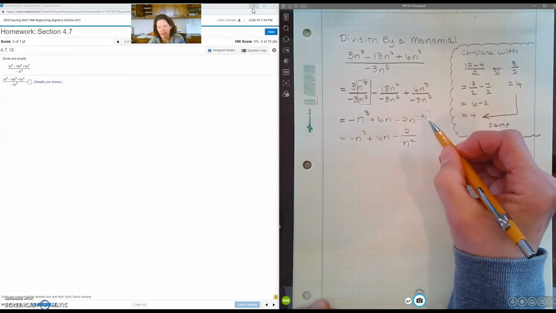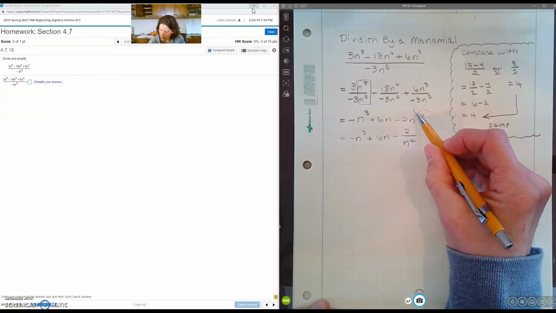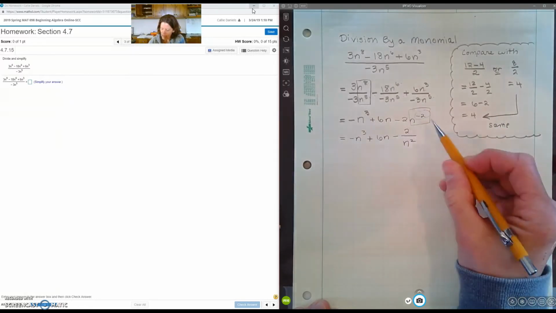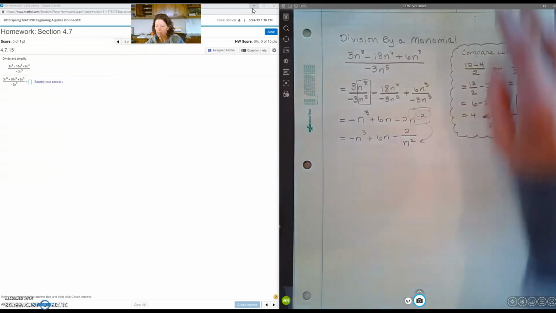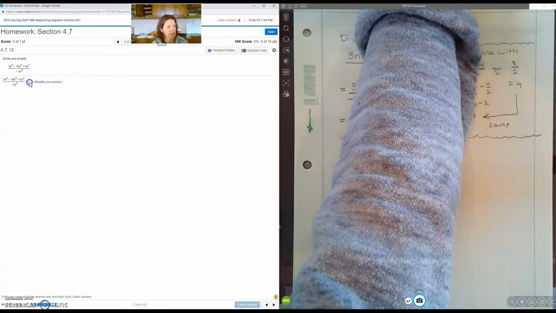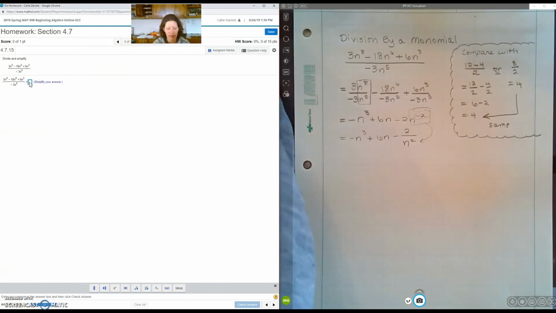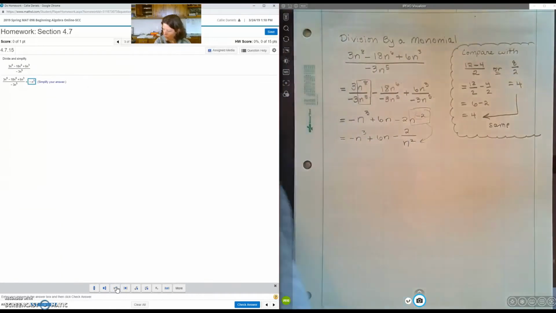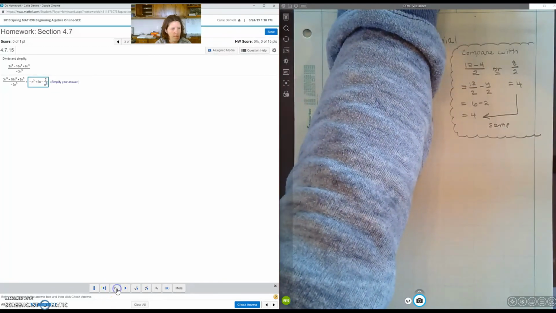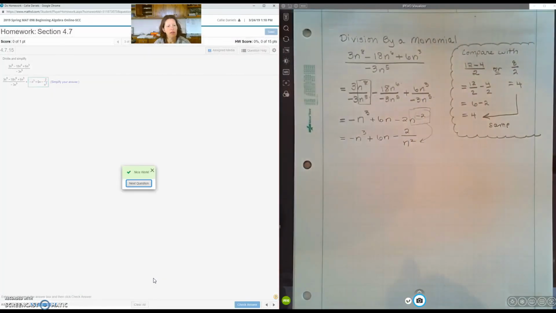Remembering that this negative exponent suggests that we're going to move that base down to the denominator, cross the line, and change the sign. I'm going to go ahead and check this in my math lab. So let's type negative n to the 3rd, and we've got a plus 6n and a minus 2 over n squared. And we'll check that out. Looks good. So there you go.